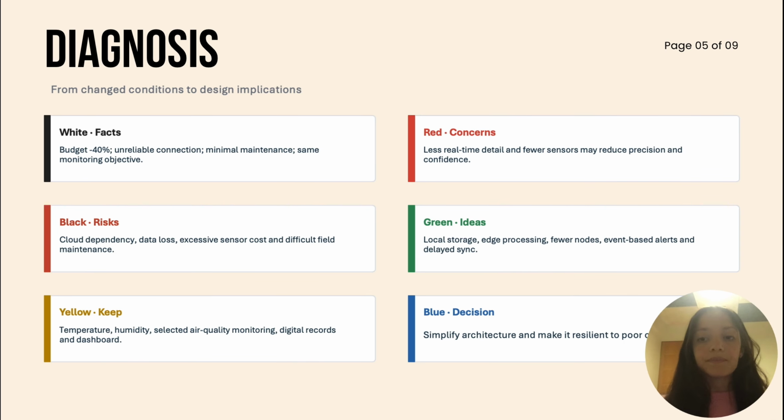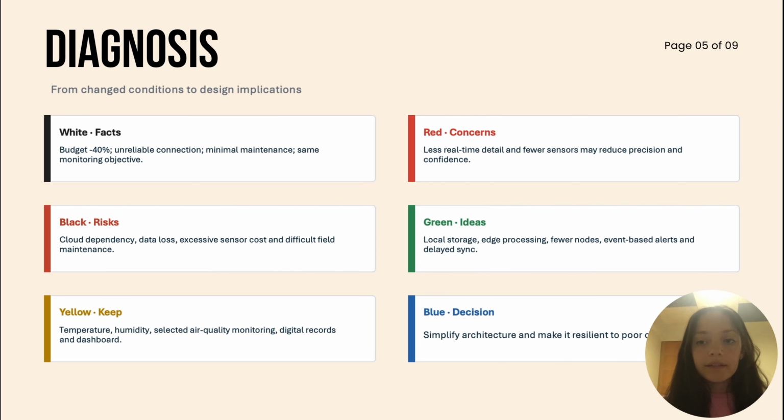Using the 6 Thinking Hats framework, I analyzed the situation from different perspectives. I started with the white hat. I focused on the facts. The budget was reduced by 40%. Connectivity became unreliable, and maintenance has to be minimal. However, the monitoring objective remained the same. Temperature, humidity, and air quality still needed to be measured.